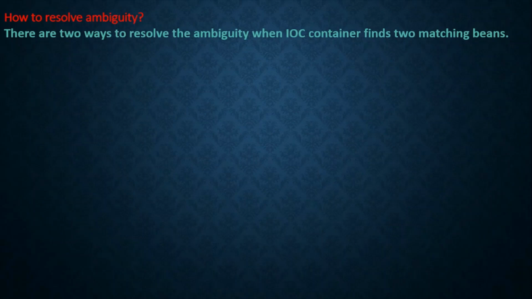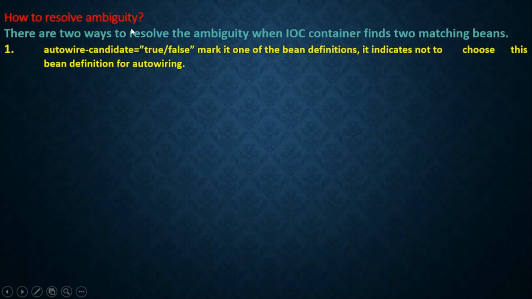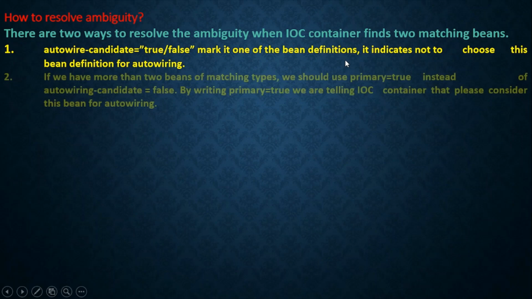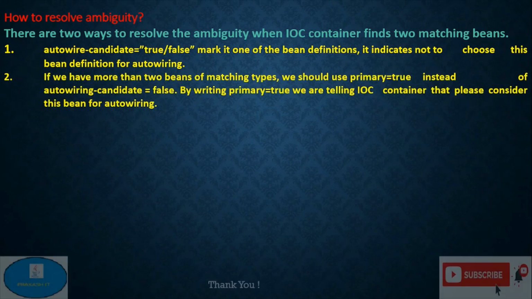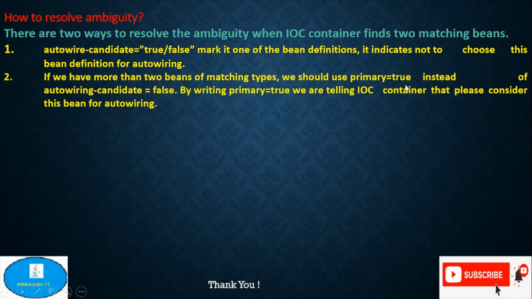By type also I have explained, and how to resolve the ambiguity I have already explained through code. True and false I have already explained: which bean should qualify for injection. How to resolve that I have also told: primary equal to true instead of autowireCandidate false.